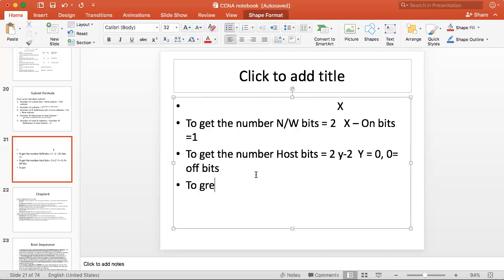So to get the block size, the formula is 256. Why 256? Because the whole range of the IP address starts from 0 and ends at 255. So including 0, it becomes 256 minus the sum of on bits. Whatever it comes to, on bit means 1.